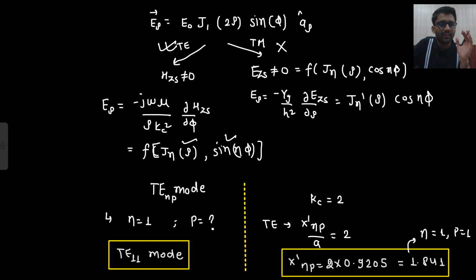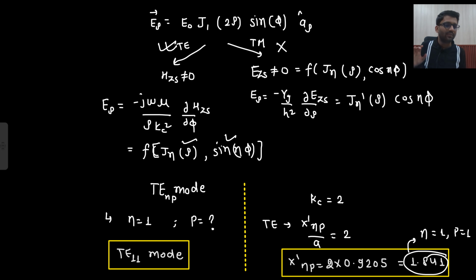It was a very good question. First we got to know whether it is TE or TM. Once we are sure that it is TE, then we came to the np value. So n value I can directly see it is 1 only. But for p value, I need to see this Kc value. Kc is equal to 2. So x dash np by A is equal to 2, so x dash np is 2 into 0.925.